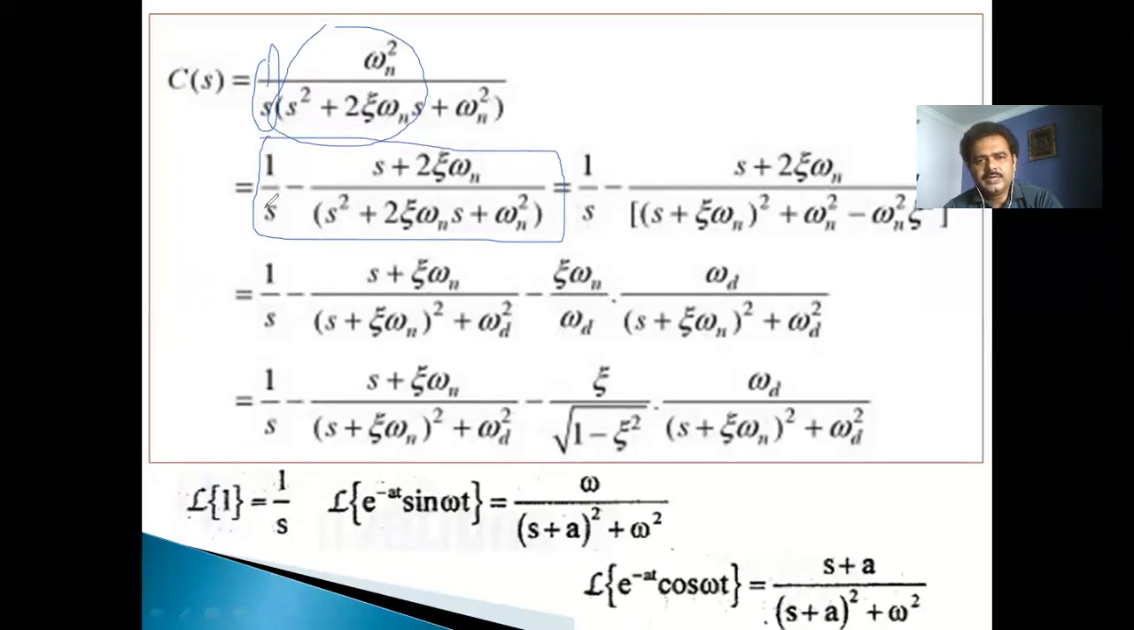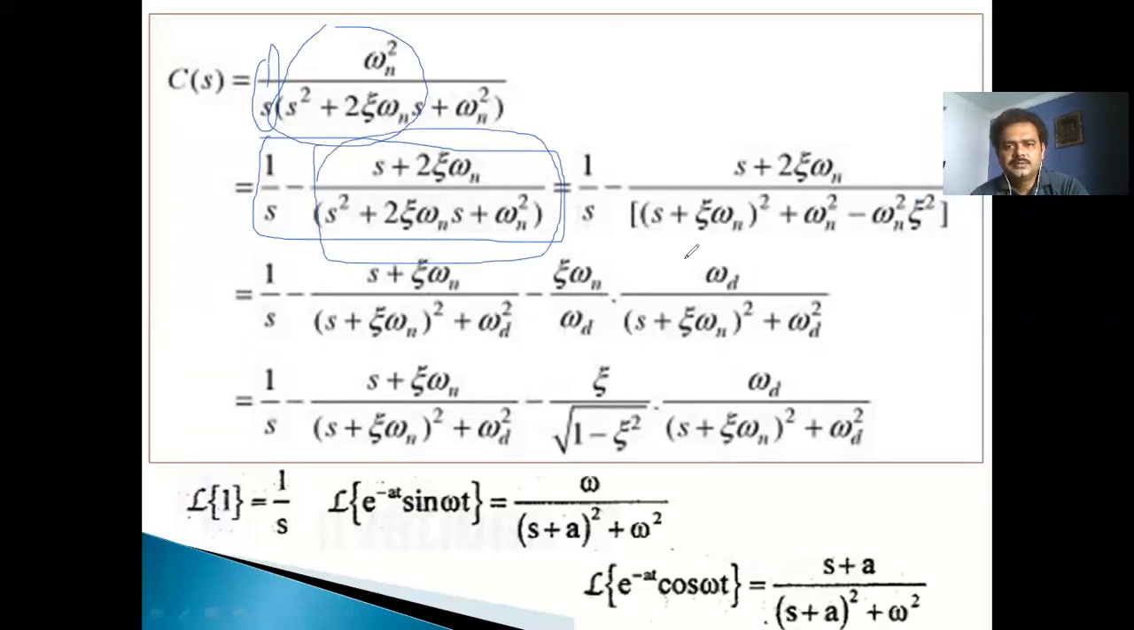So you will get 1/s minus (s + 2ζωn)/(s² + 2ζωn s + ωn²). This is our equation. Now, just manipulating this part, the denominator of this function is expressed like this.